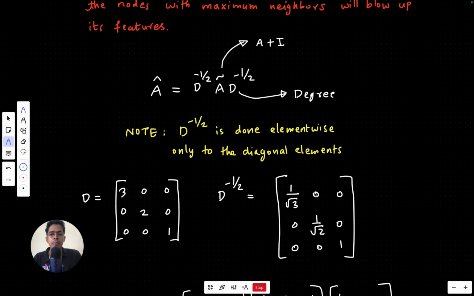So D raised to minus 1 by 2 will look like 1 by square root of 3, 1 by square root of 2, and 1 by square root of 1, which is 1 itself. So this is D raised to minus 1 by 2.